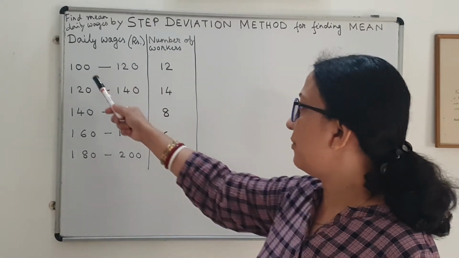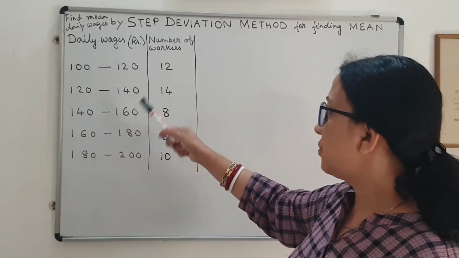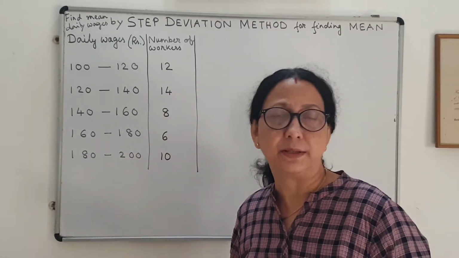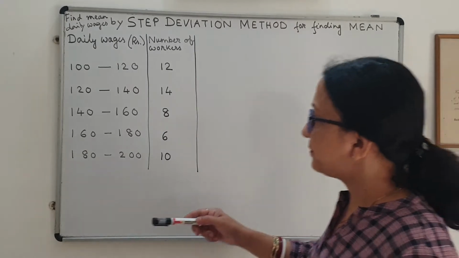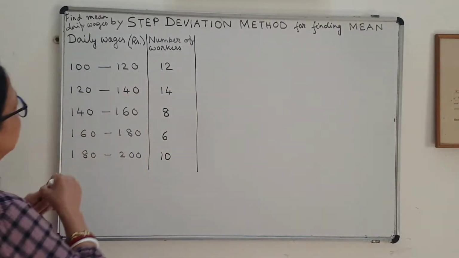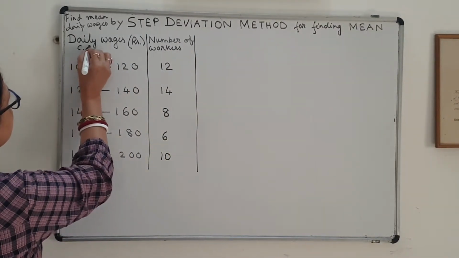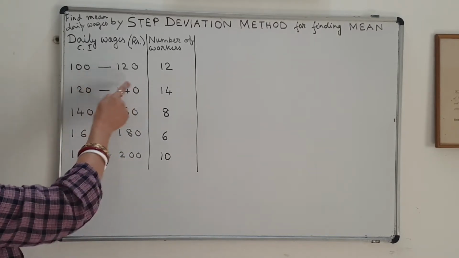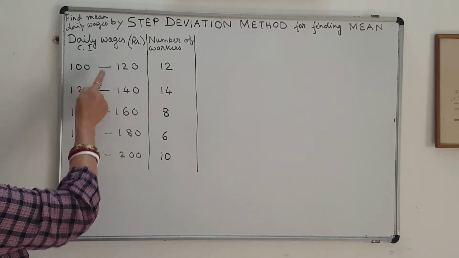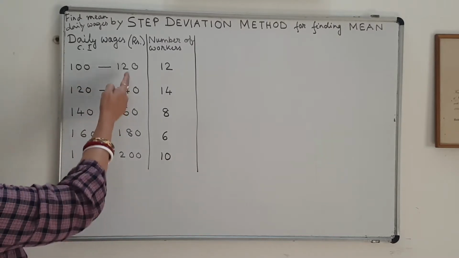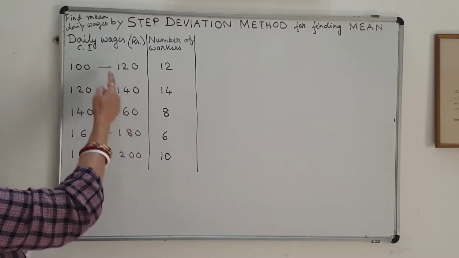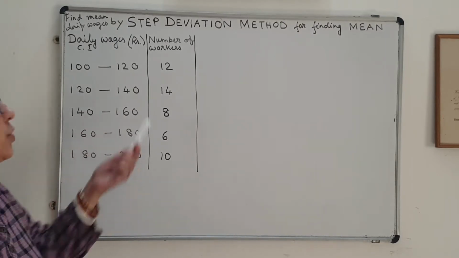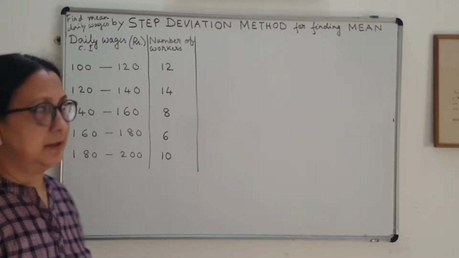And as you see, the values are quite large. So this is suitable for our step deviation method. I will now explain you the method. First of all, this is our class interval, and if you observe, the class size is uniform. The class size is 20, that is upper limit minus lower limit is 20 in all the classes. So that's why this is suitable for the step deviation method.